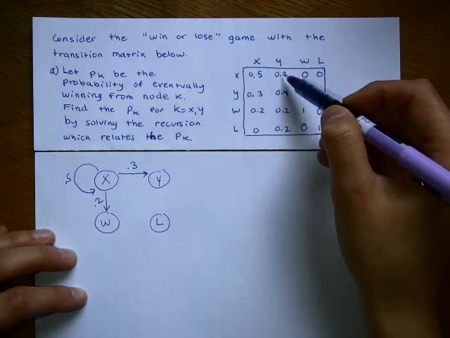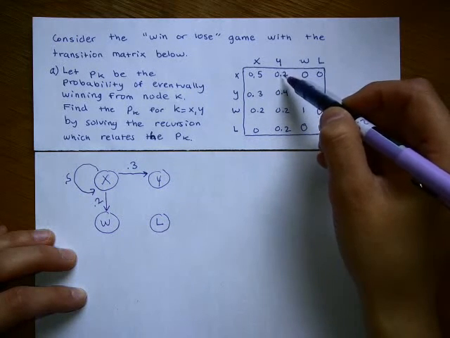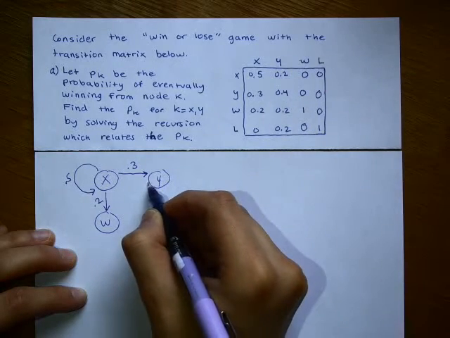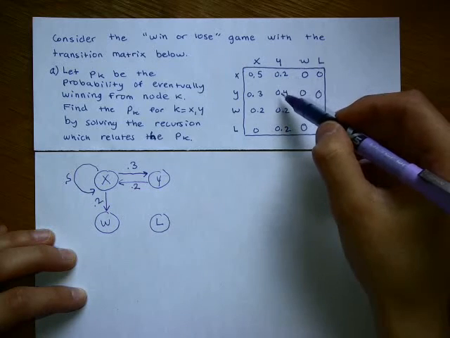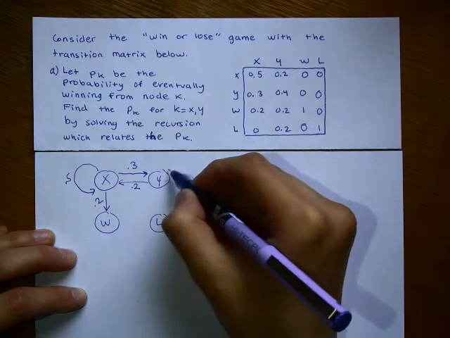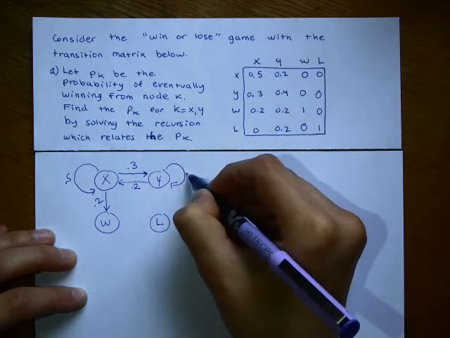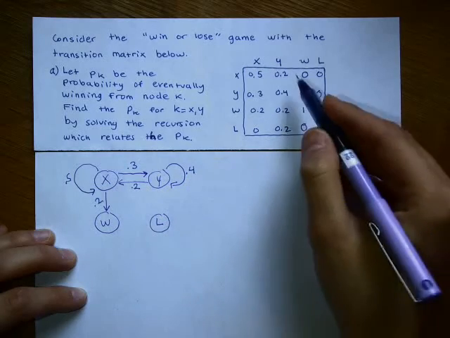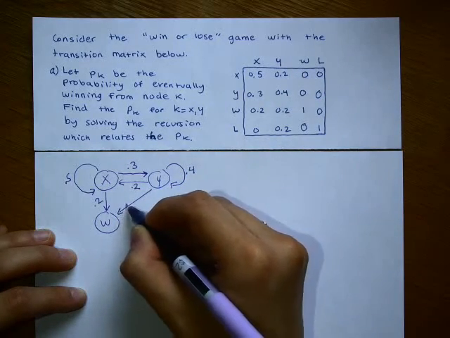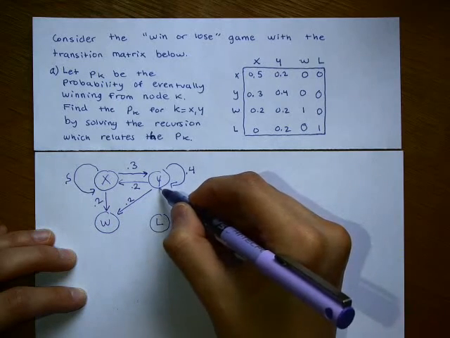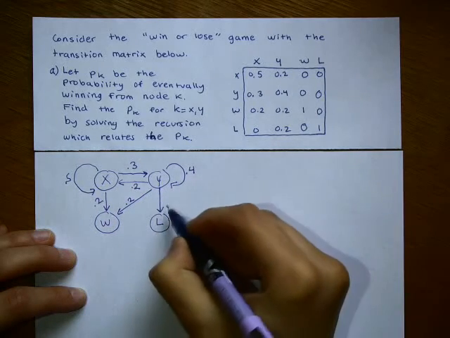Now from y, we're going to do the same thing. So y moves to x with a probability of 0.2. It stays on y with a probability of 0.4. It moves to w with a probability of 0.2. And it moves to L with a probability of 0.2.